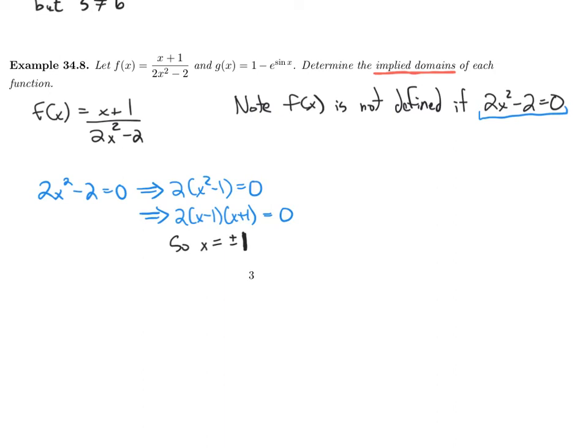So, the denominator will be 0 when x is 1 or negative 1. So we want to exclude those from our domain. So the domain of f is the real numbers, but we don't want the elements negative 1 and 1. So we'll just use that set difference notation here.